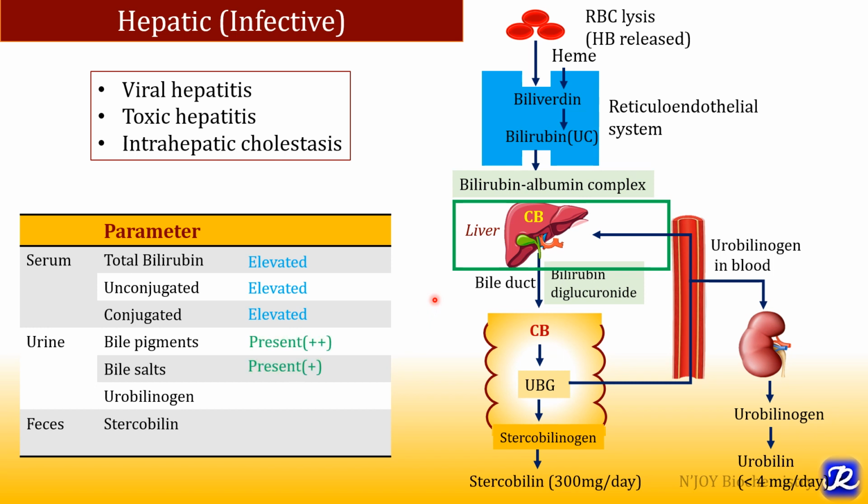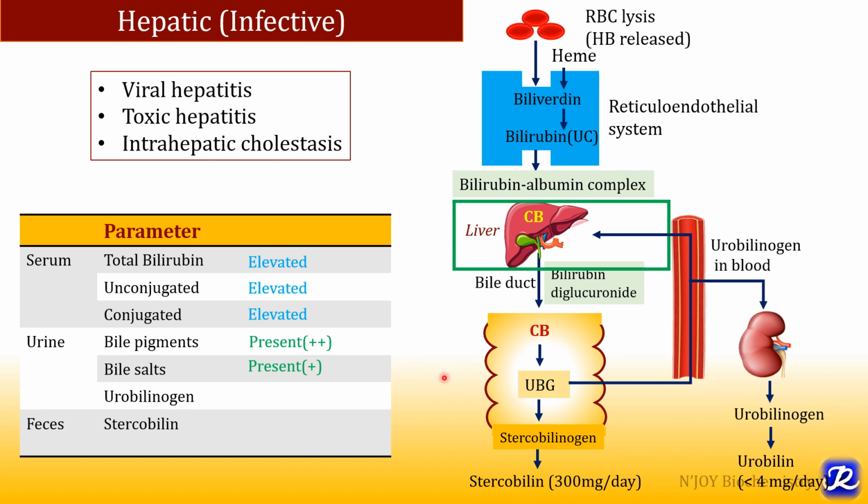Now what happens to bile pigments and bile salts? In the later stages of liver damage or liver injury, or due to the intrahepatic cholestasis, and as the conjugated bilirubin is also increased, the bile pigments and bile salts can be excreted in the urine, because whenever there is obstruction to the bile flow, these bile pigments and bile salts get regurgitated into the circulation and then they are excreted through the urine. So the bile pigments and bile salts both are present in the urine.